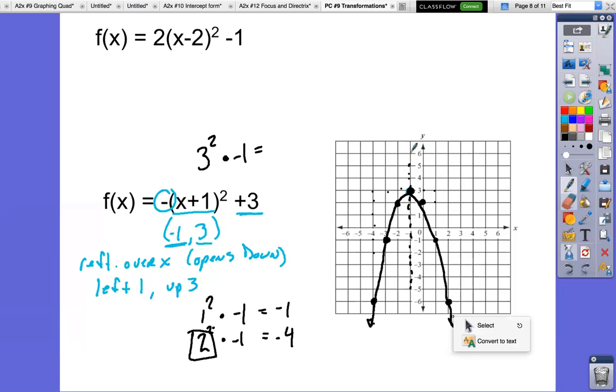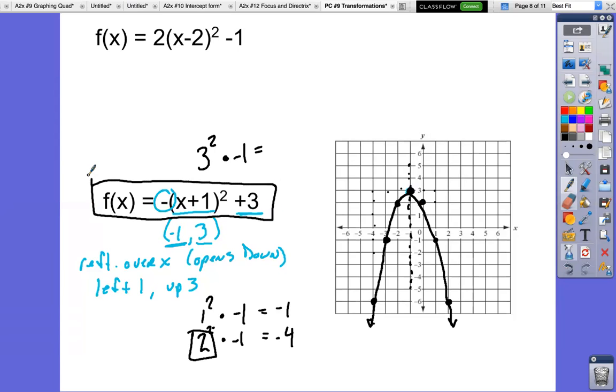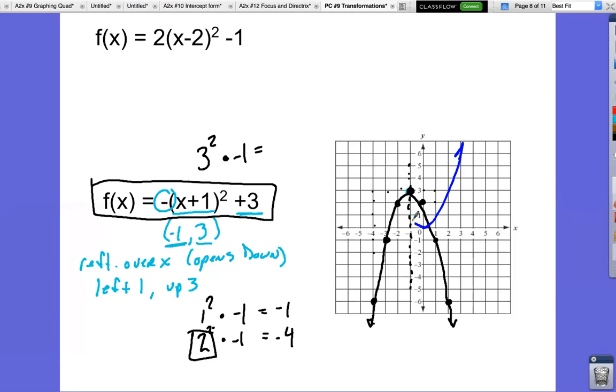This is for the original parabola, right? This is for this parabola. Remember, the original one, the parent function, was this. So what's happened is we flipped it upside down, then moved the vertex left 1, up 3. So you just kind of have to know the basics of everything about it. I'm getting into a little bit too much detail, but I just want you guys to understand what's going on.